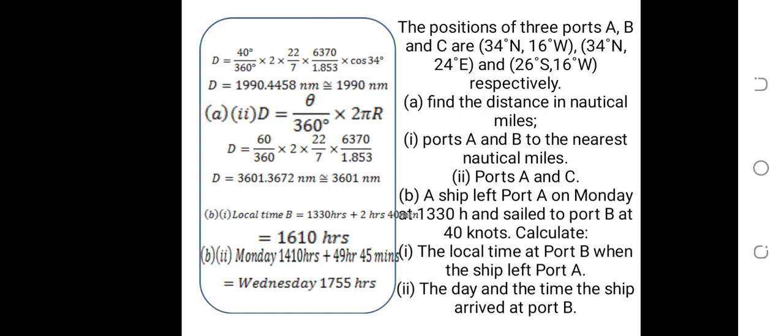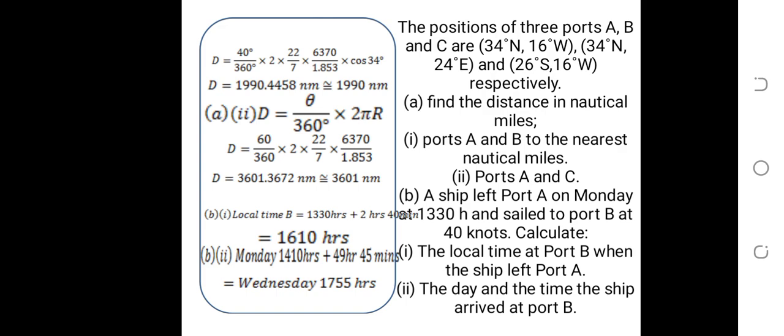The position of 3 ports A, B, and C are 34 degrees north, 16 degrees west, 34 degrees north, 24 degrees east, and 26 degrees south, 16 degrees west, respectively. A. Find the distance in nautical miles 1. Ports A and B to the nearest nautical mile 2. Ports A and C.